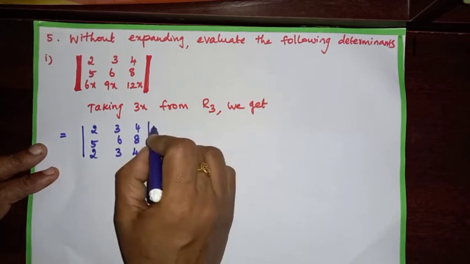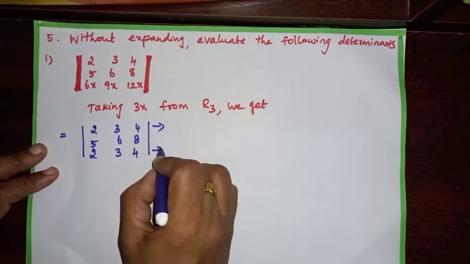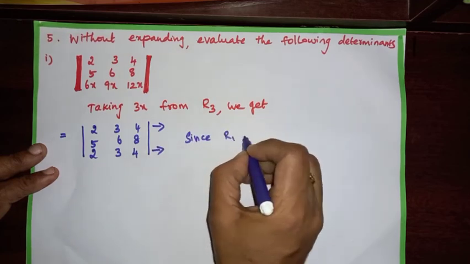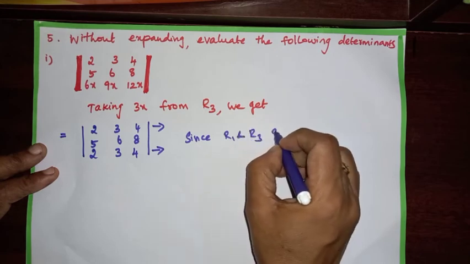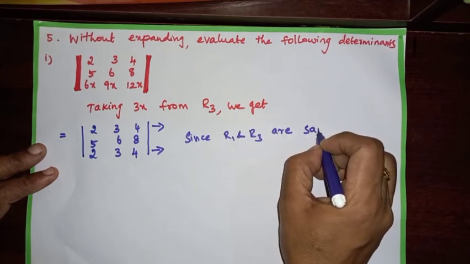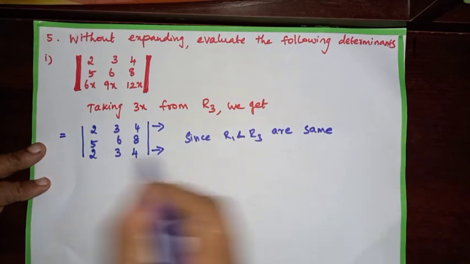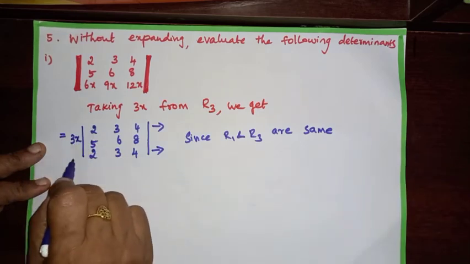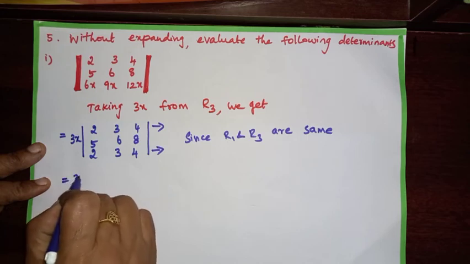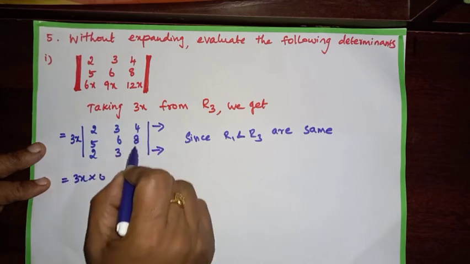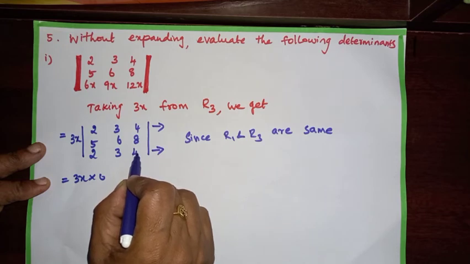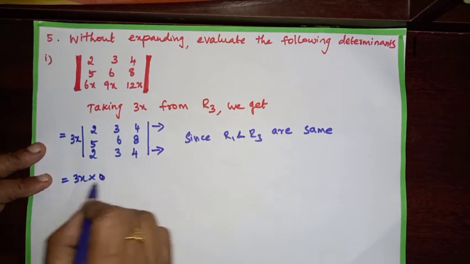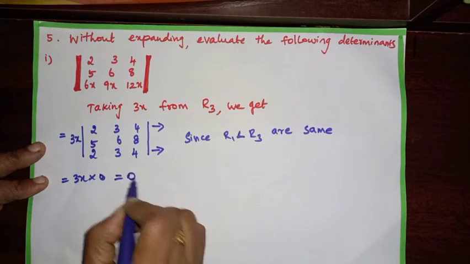Now see, row 1 and row 3 are identical. Since row 1 and row 3 are the same, the determinant will become 0. We have taken 3x commonly out from row 3. 3x into 0. Row 1 and row 3 are identical, so the value of the determinant will become 0. 3x into 0 is equal to 0.